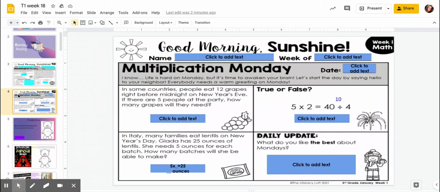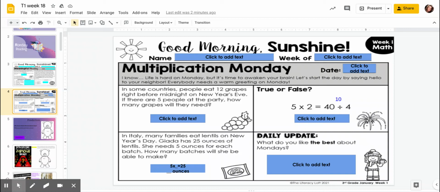For Multiplication Monday, you're going to be using multiplication to find the answer to all of these problems. I've set them up so that you're only doing multiplication, even though a couple of them use division. Since we haven't done a whole lot of division yet, I wanted to make sure it wasn't too much. So in the first box, it talks about how in some countries people eat 12 grapes right before midnight on New Year's Eve. And there are 5 people at the party. So how many grapes does the host need to have for all 5 people to get 12 grapes?